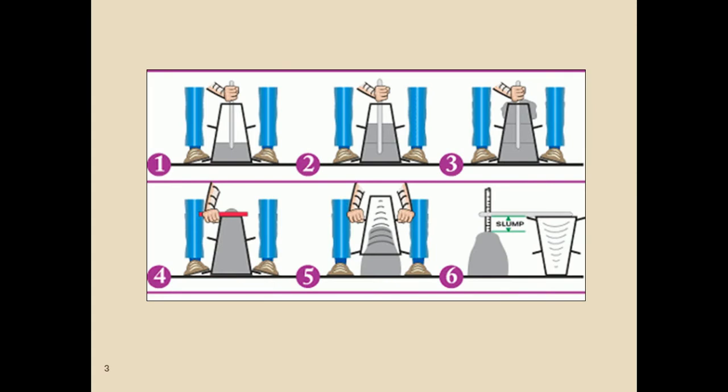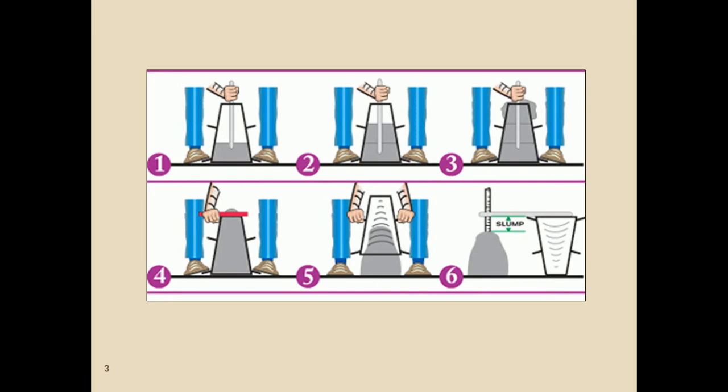This picture gives the procedure of the slump test. You can see Abraham's cone mounted on a base plate, and first the concrete has to be filled in 3 layers, and after placing each layer, the concrete has to be tamped with 25 blows with a 16 mm diameter rod. So you can see in pictures 1, 2 and 3 the concrete has been placed in 3 layers, each layer with 25 blows of a 16 mm tamping rod.